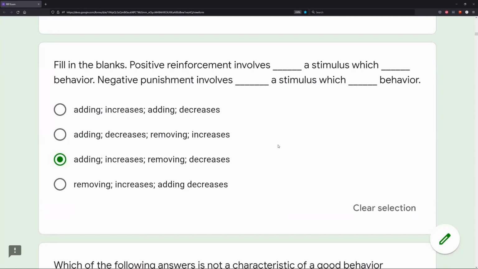Read all your answer choices. D, positive reinforcement involves removing. Nope, we can immediately eliminate that, right? Because positive is adding. Pretty straightforward question, okay?